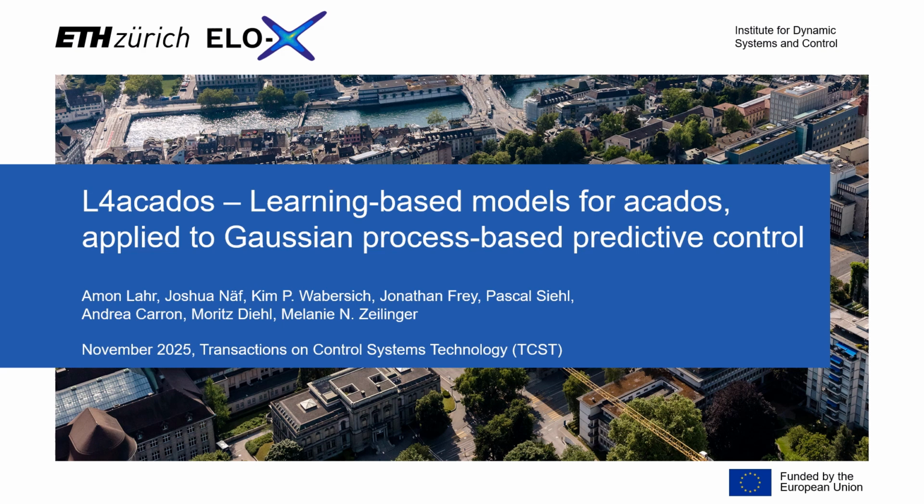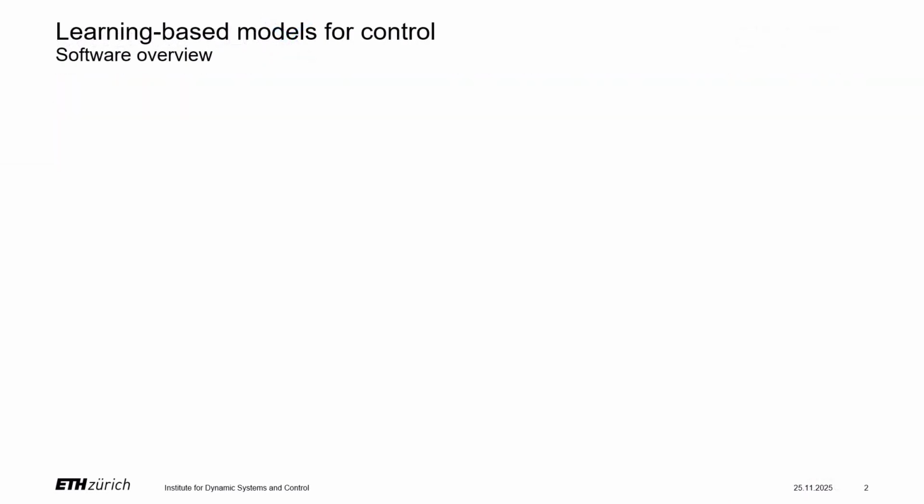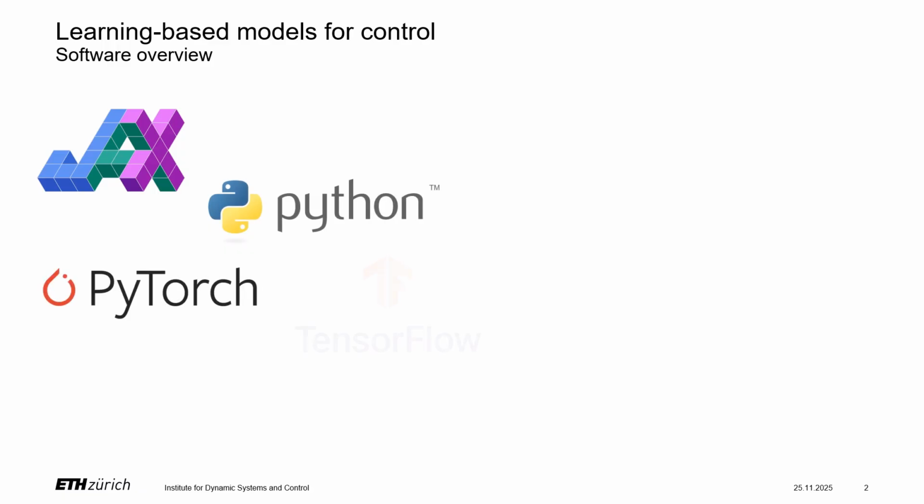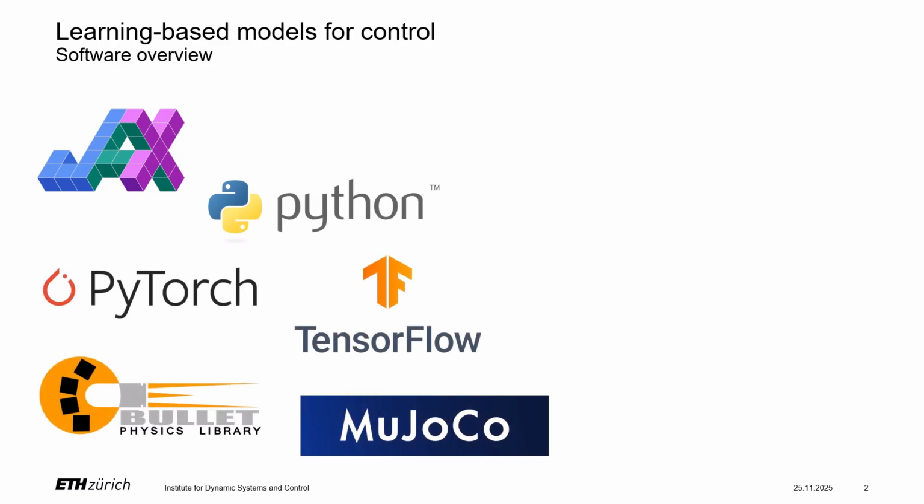This is a short explanation video for the paper L4acados, Learning-Based Models for Acados Applied to Gaussian Process-Based Predictive Control, published in the 2025 Transactions on Control Systems Technology. Machine learning libraries such as JAX, PyTorch, or TensorFlow, as well as physics simulators such as PyBullet or MuJoCo, are powerful tools for deriving accurate models for control systems in various application domains.